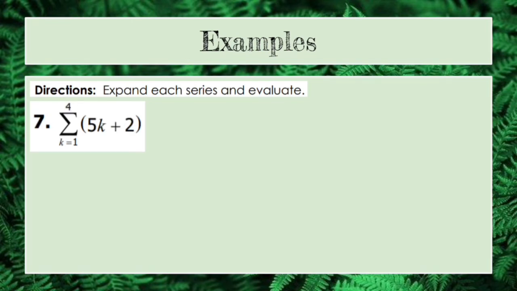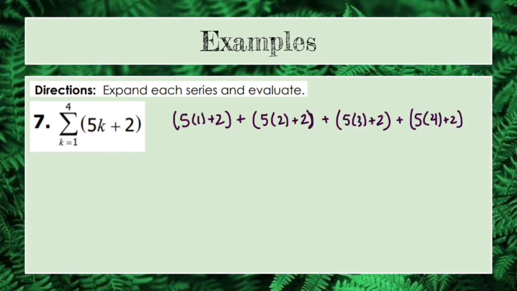So for number 7, we want to evaluate from k equals 1 to k equals 4 the sum of this series. So when we write this out, we're going to see that we have 5 times 1 plus 2, 5 times 2 plus 2, 5 times 3 plus 2, 5 times 4 plus 2. And that is just plugging 1 through 4 into here, and we're going to add those all together. And then as we simplify, we're going to get 7 plus 12 plus 17 plus 22, which equals 58.